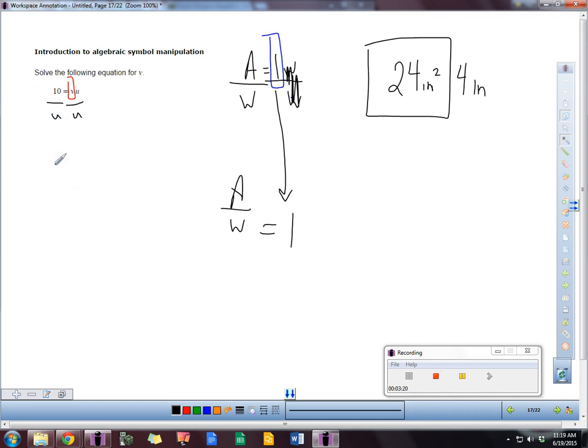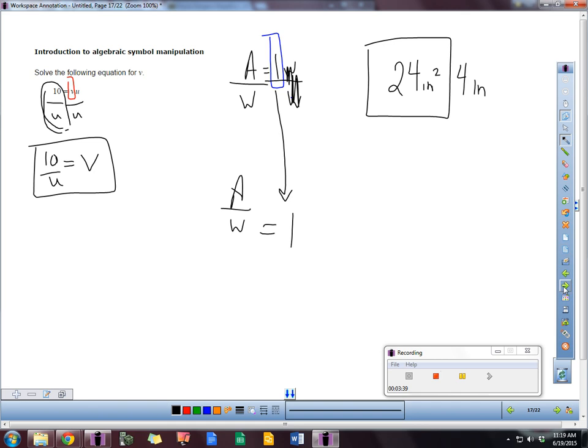Now, be careful here, because we know the V's by itself. Typically, when you're using algebraic manipulation, you cannot simplify anything. And in this case, it's still true. It's 10 over U equals V. So just trying to get the letter by itself.